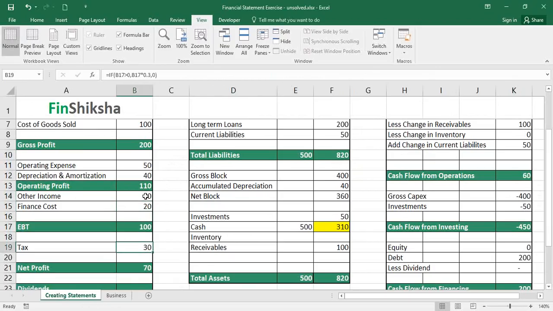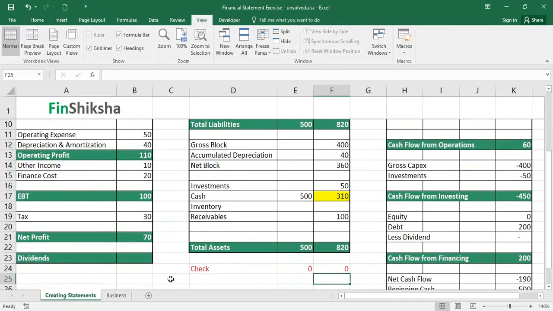There's a tax on other income. Tax of 3 crore will come in there. And so cash goes up to 310. Balance sheet size at 820. Liability 820. Asset 820. Balance sheet balances.